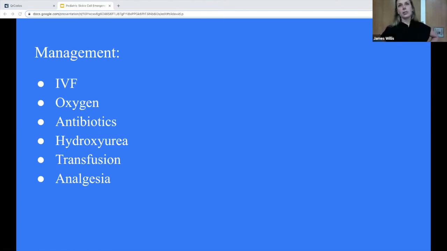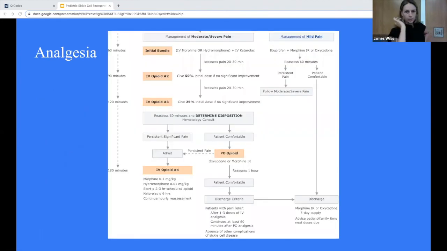Hydroxyurea, you're not going to start in the ER, but if a patient presents with vaso-occlusive crises very often, you can mention to the parents that they can follow up with a hematologist and ask about hydroxyurea, which is actually a great medication that helps prevent vaso-occlusive crises by increasing fetal hemoglobin and decreasing sickling. And transfusion and analgesia we'll talk about.